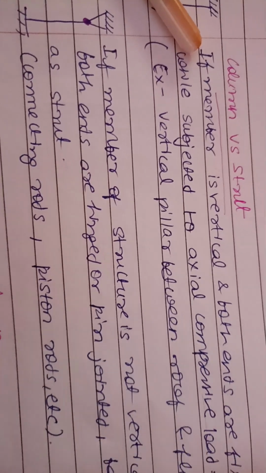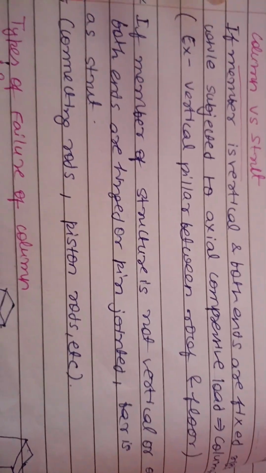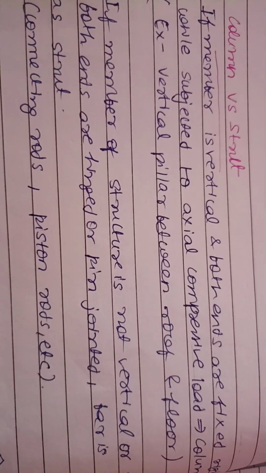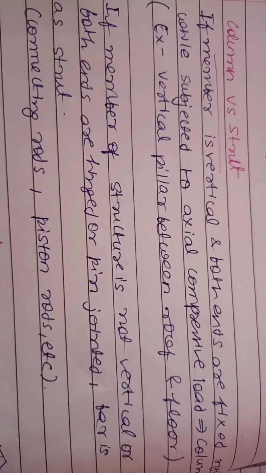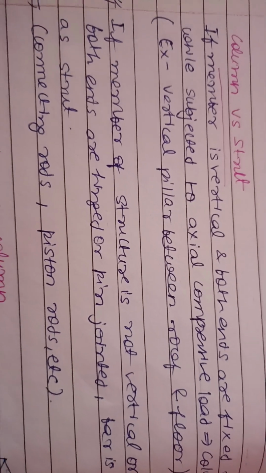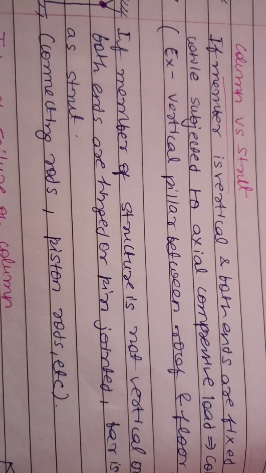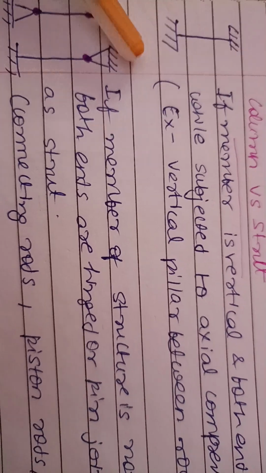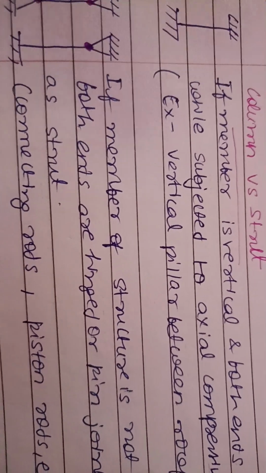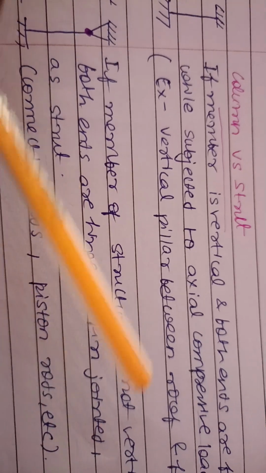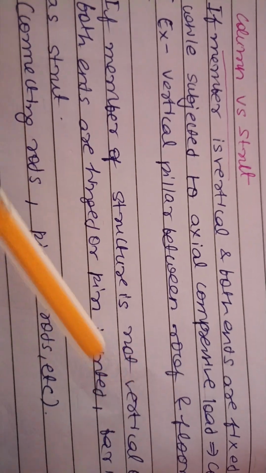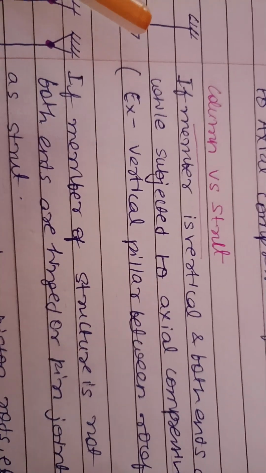If a member is vertical and both ends are fixed rigidly while subjected to axial compressive load, then it is called a column. Means if a structural member is vertical and both ends are fixed, here both ends are fixed, it is vertical, and it is subjected to axial compressive load, then it is called a column.